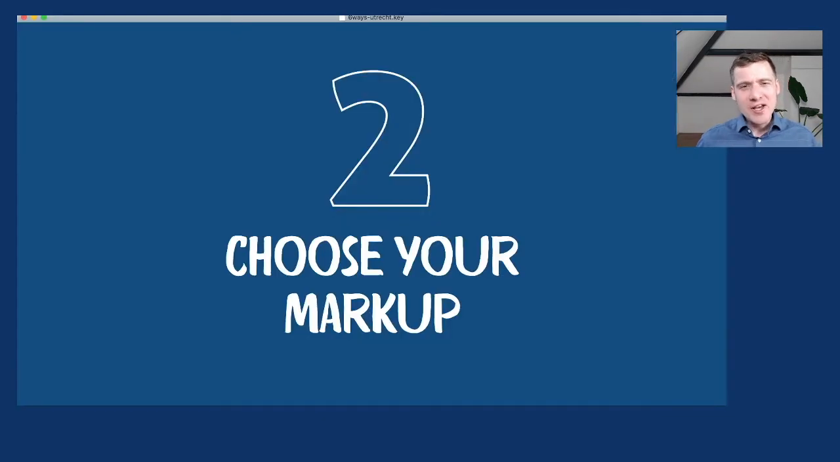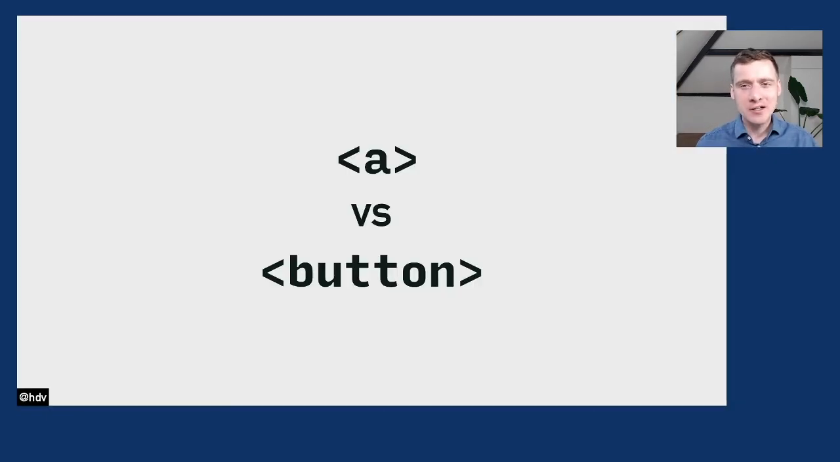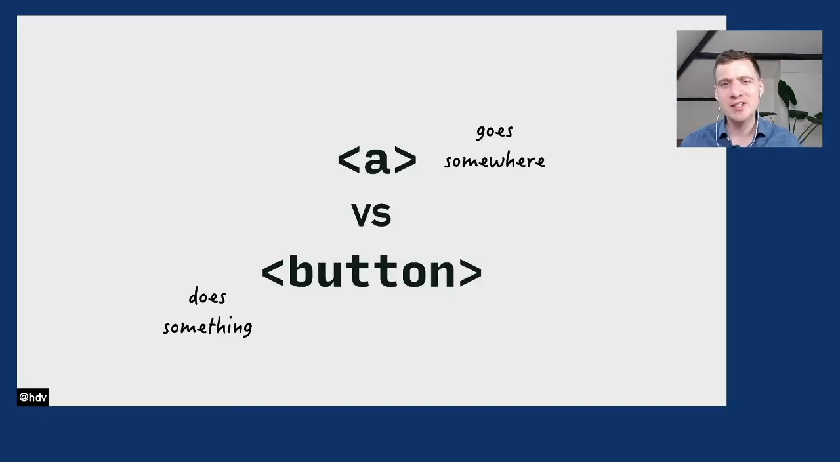Now the second part is about choosing your markup. It's one of the best things you can do for web accessibility as a front-end developer. Really make sure that you're using the right HTML tags. One thing that I see a lot in websites is that there is some confusion between the anchor tag and the button tag. Now the difference is really simple. The anchor tag goes somewhere and the button does something.